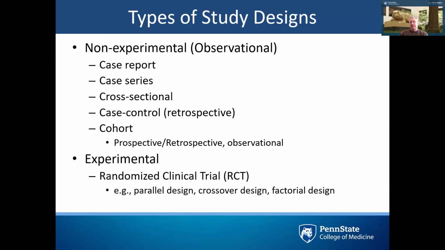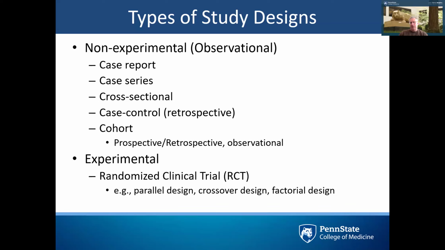In each of these branches, what types of studies are there? There are more than I have listed here. This is just an overview. For non-experimental, you can have case reports, case series, cross-sectional study, a case control study, or a cohort study. And cohort studies can be either prospective or retrospective, and I'll go to that a little bit further.